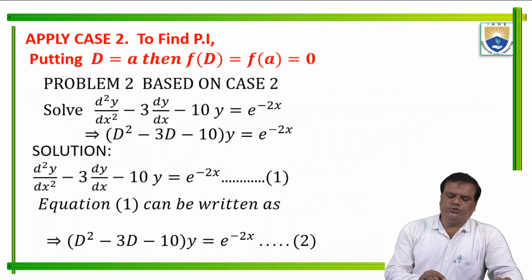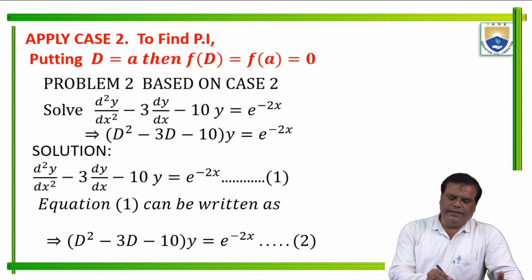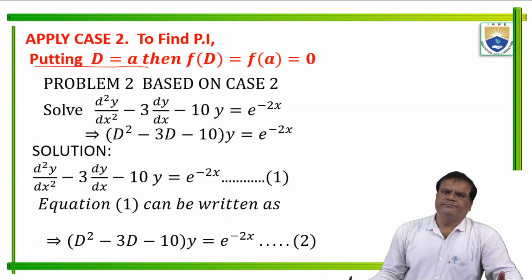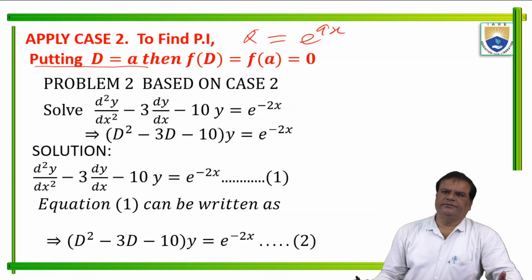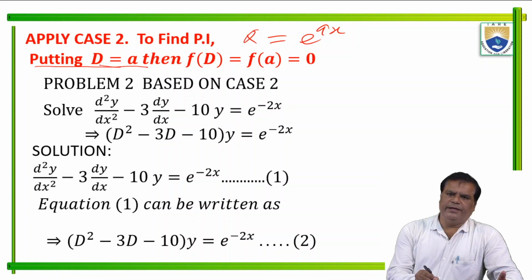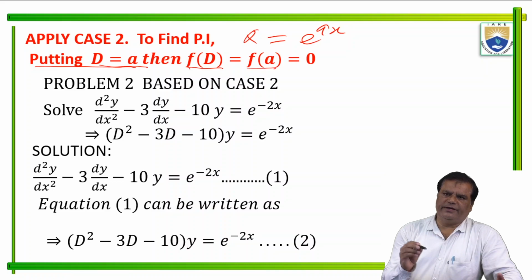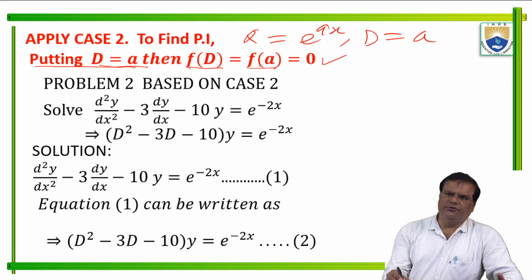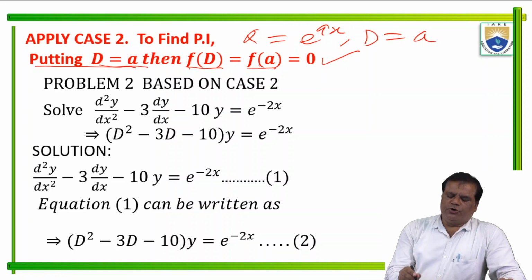Now apply case 2 to find PI. What is case 2? Putting D equal to a, Q is e to the power ax, the same e to the power ax. And putting D equal to a in our given differential equation, then F(D) equal to F(a) equals 0. This is case 2. Okay, problem 2 based on case 2. I have defined the condition of case 2.